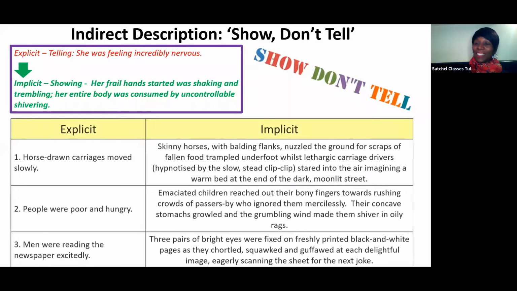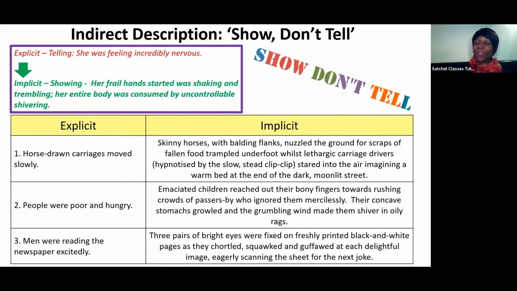Now, what would that look like for your description of your Victorian London street? Well, the first one is really about this kind of slow, calm evening pace where the horse-drawn carriages are moving slowly. Now, that would be entirely appropriate to say horse-drawn carriages moved slowly, but really to add that next level of descriptive detail where you're really showing and adding a lot of specific description.